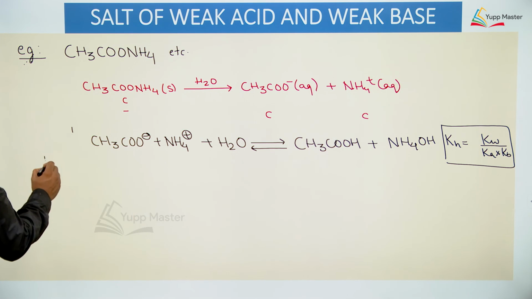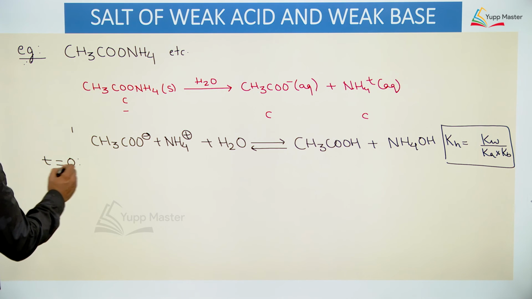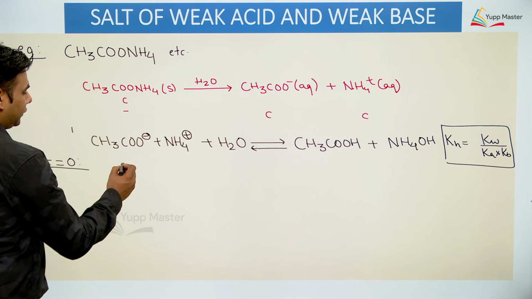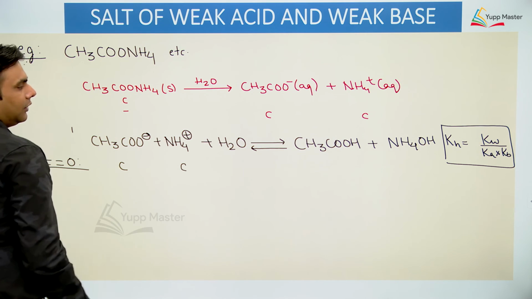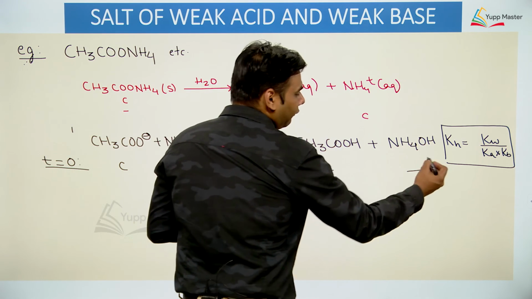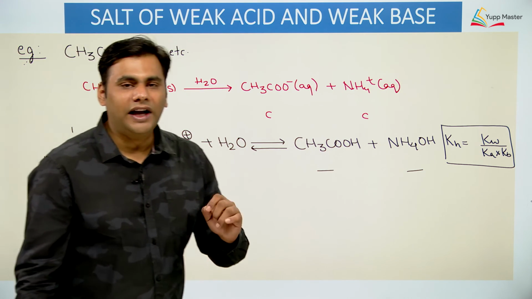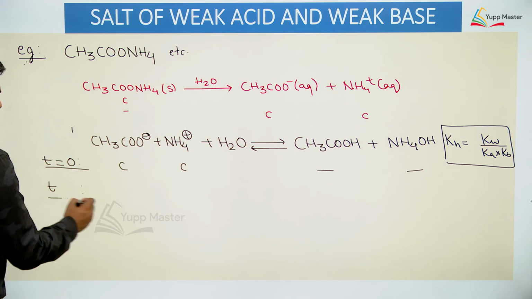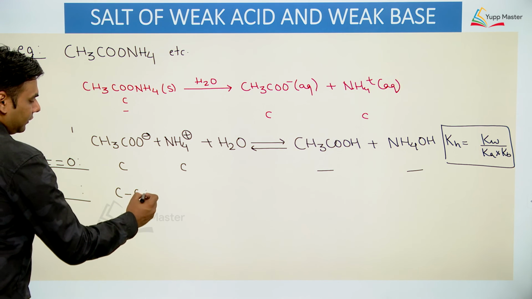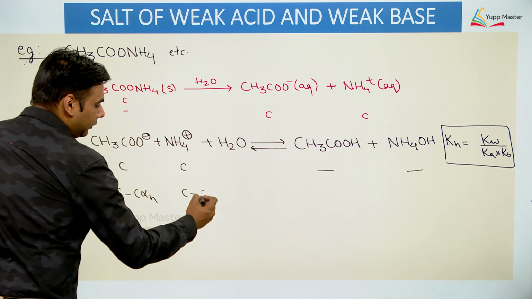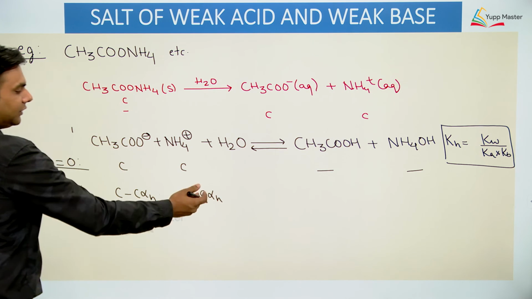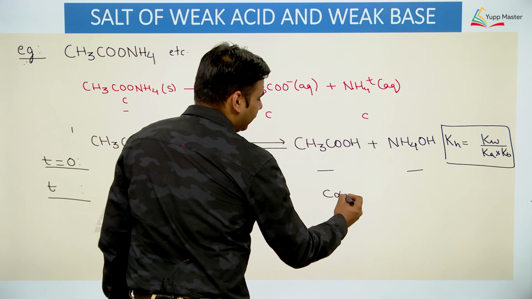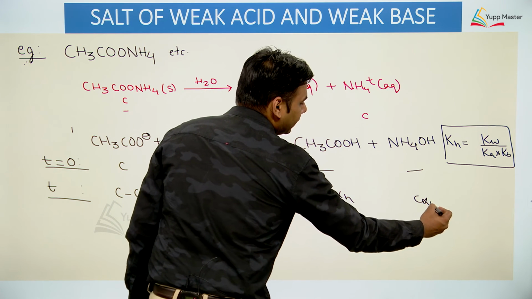So let us now analyze this. Now we know that the concentration of both the ions was C. So this is the concentration C, this is also C. At time t equals 0, these are not formed at all. Now let alpha h be the degree of hydrolysis. Okay, so we know that C alpha h would hydrolyze, C alpha h of this would also hydrolyze, and we will be left with C minus C alpha h. This is also C minus C alpha h, and we will form C alpha h over here and C alpha h over here.